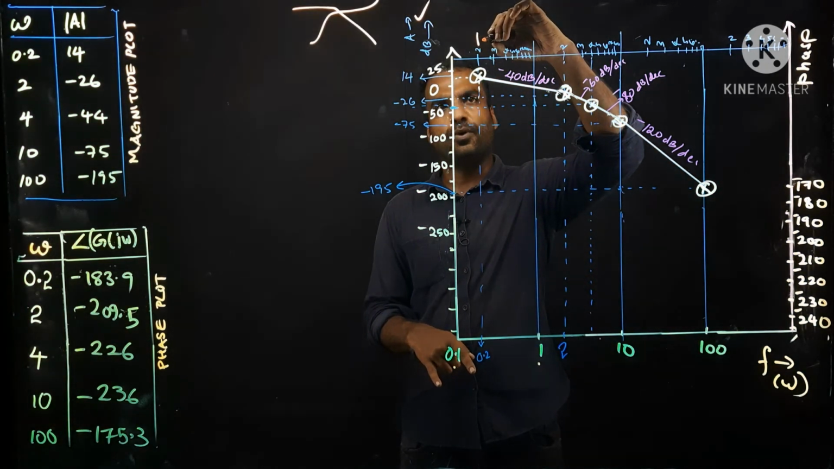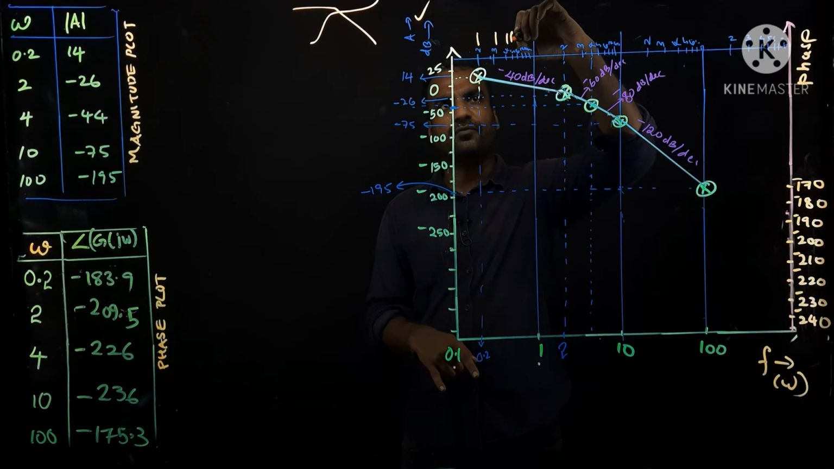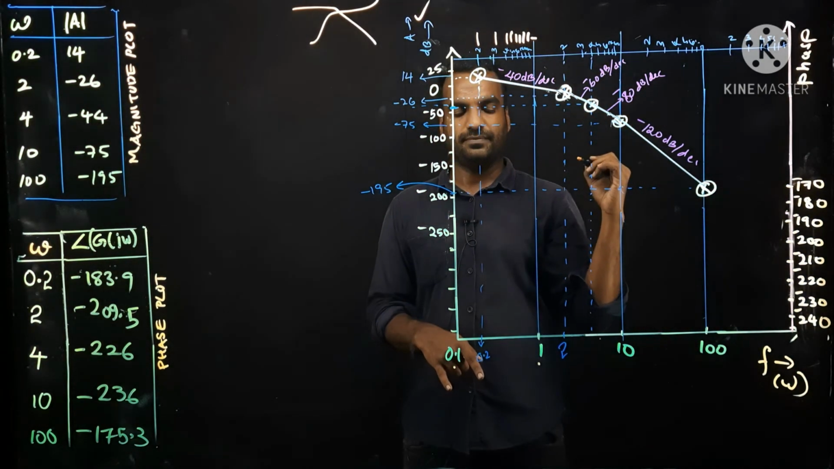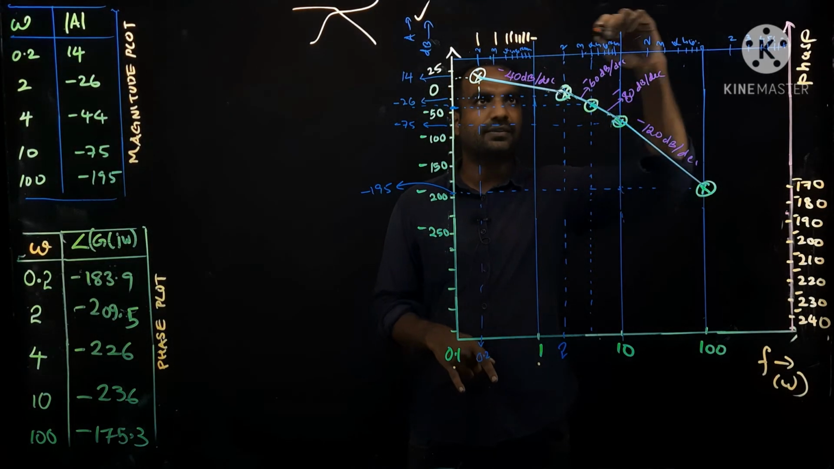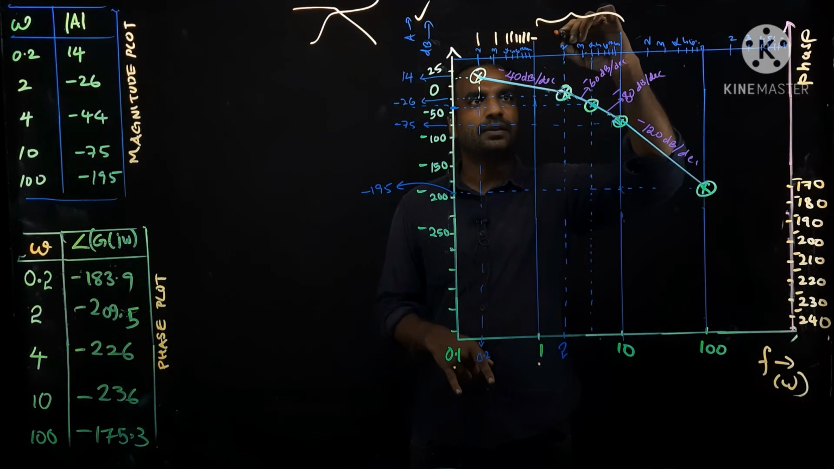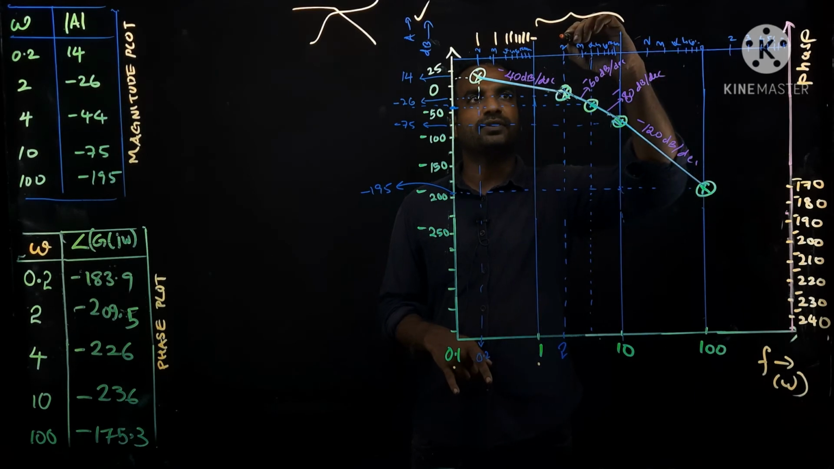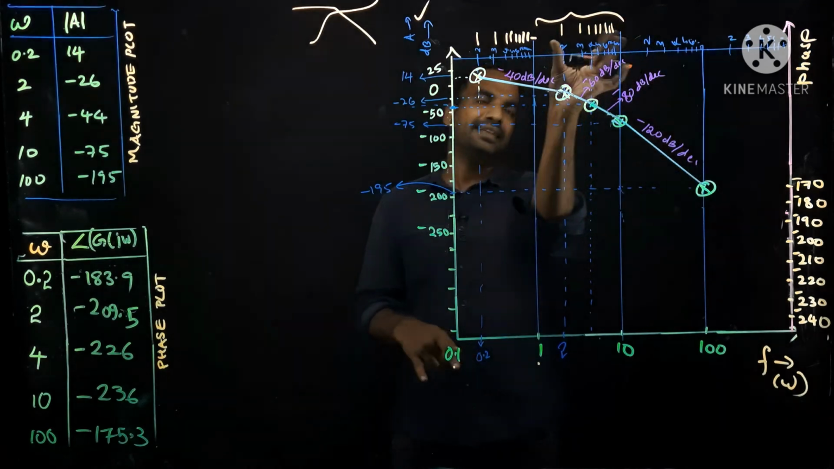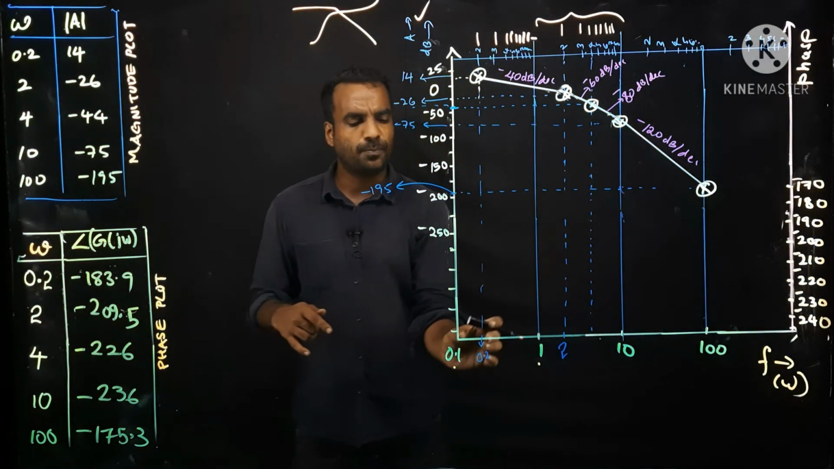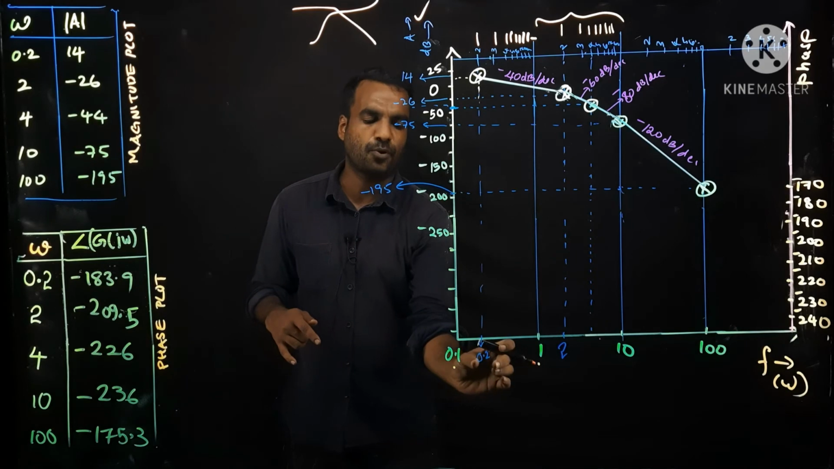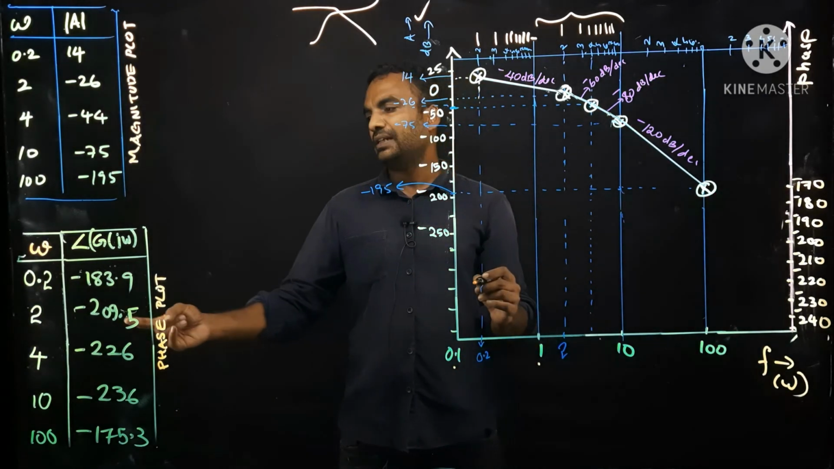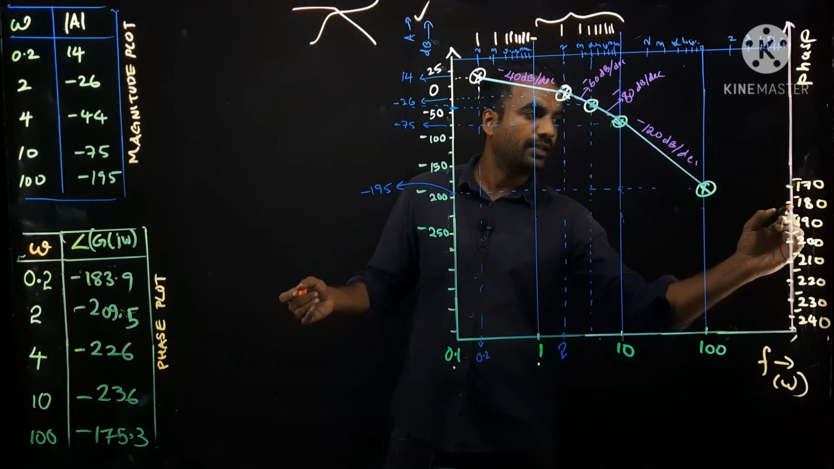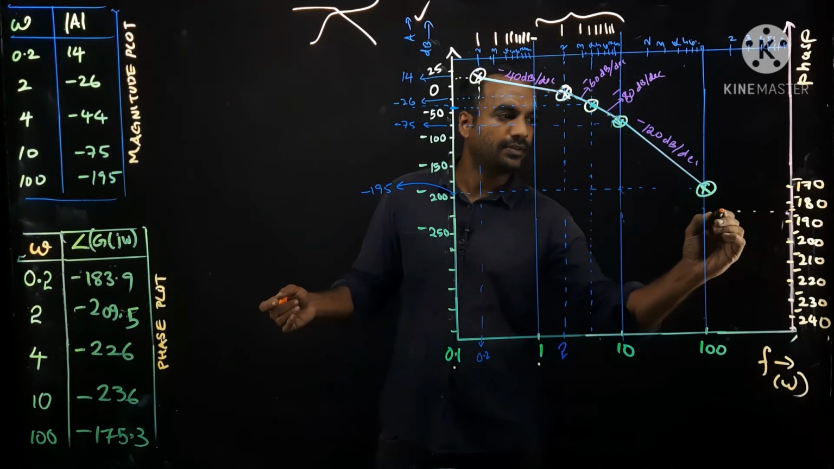The first division is 0.2, 0.3, 0.4, 0.5, 0.6, 0.7, 0.8, 0.9 and 1. And thereafter this section also has 10 subdivisions, like 1 to 10. So the first division will be 2, 3, 4, 5, 6, 7, 8, 9, with non-uniform distribution. So 0.2 is the first division just after 0.1. For 0.2, the corresponding degree is minus 183. Minus 183 will be here somewhere.